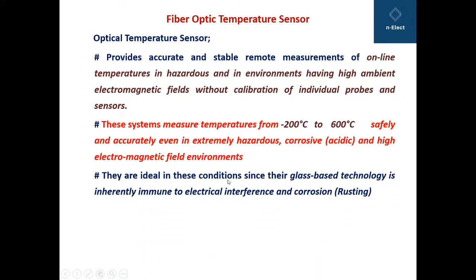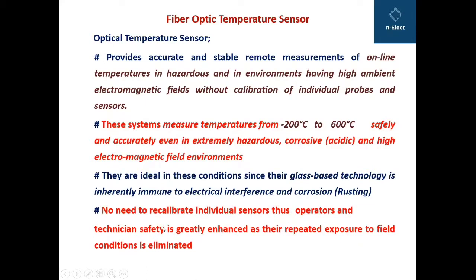They are ideal in these conditions since their glass-based technology is inherently immune to electrical interference and rusting, that is corrosion. No need to recalibrate individual sensors, thus operators' and technicians' safety is greatly enhanced, that is increased, as their repeated exposure to the field condition is eliminated.